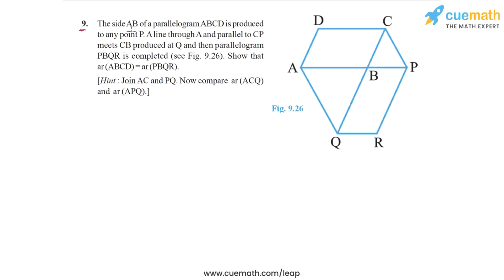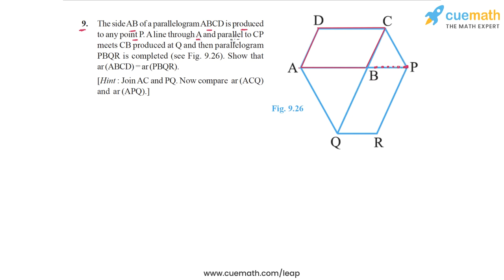Question 9 says that the side AB of a parallelogram ABCD is produced to any point P. So let's first highlight the parallelogram. So we have A, B, C, D. This is our original parallelogram. Now the side AB of this parallelogram is produced to P like this.